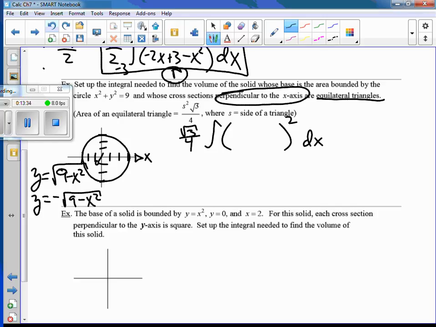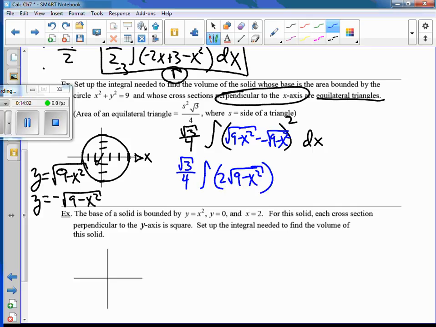So to do top minus bottom, it's really just the square root of 9 minus x squared minus a negative square root of 9 minus x squared. That looks a tiny bit messy, so let's clean this up. This is root 3 over 4. By the way, these two negatives will cancel out, so you'll get two of them. So 9 minus x squared, squared, dx. Now we're just missing the boundaries. Looking over here, the boundaries in terms of x go from negative 3 all the way to 3.